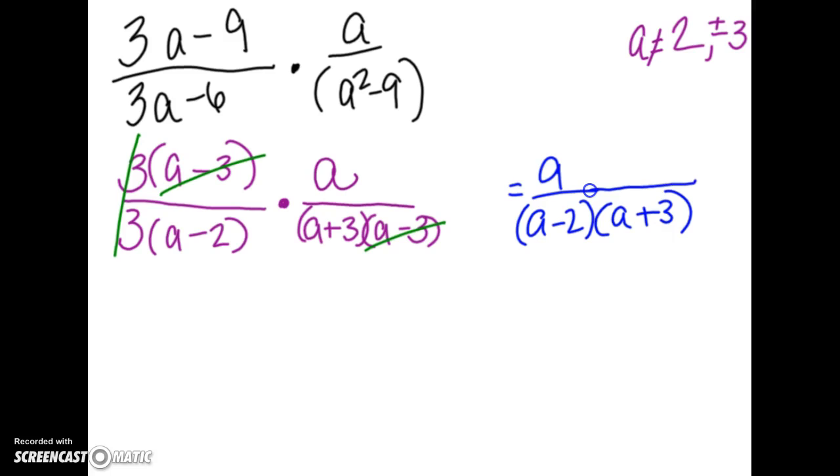All done. So I see that a can't be 2, it can't be 3, but I also go back to the original before I simplified. It couldn't be negative 3 here, couldn't be positive 3 here. So there is my answer for that one. Let's go on to number 4.